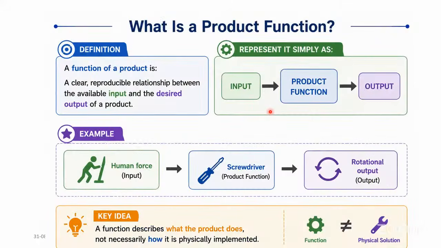So a clear reproducible relationship between the available input and the desired output of the product is defined as function of a product. So you have input, then based on the input the function is done and it gives an output. For example, you have human force. Based on the human force, the screwdriver is going to deliver rotational output. A function describes what the product does, not necessarily how it is physically implemented. So function is not same as physical solution.